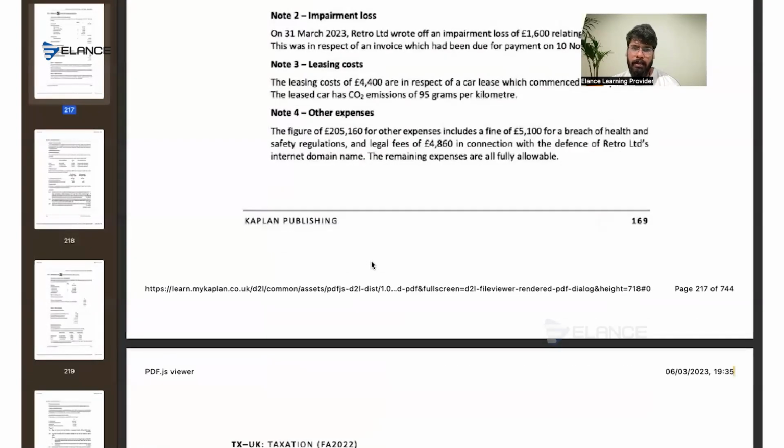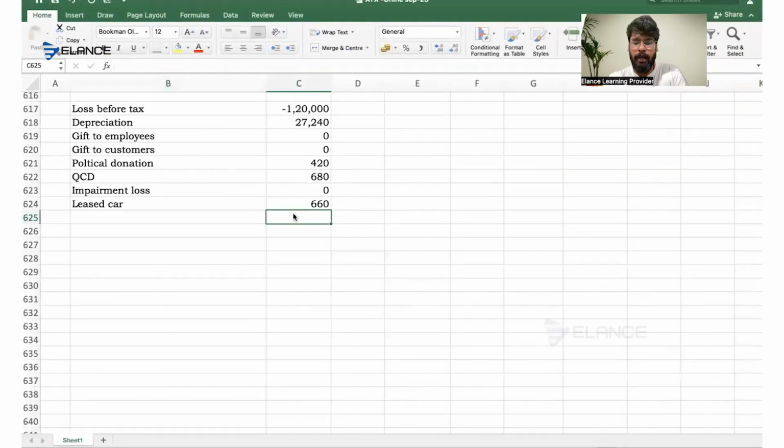And the next adjustment, other expenses. Okay, in note 4, the figure of 205,160 for other expenses includes a fine of 5,100 for a breach of health and safety regulation. So is this 5,100 allowed or disallowed? Disallowed, add back. Yes, all the fines and penalties are disallowed. So 5,100 we should add back. It's disallowed. It's a fine.